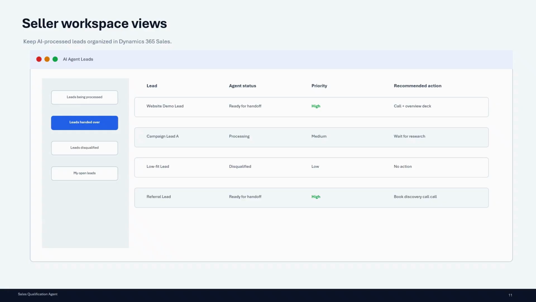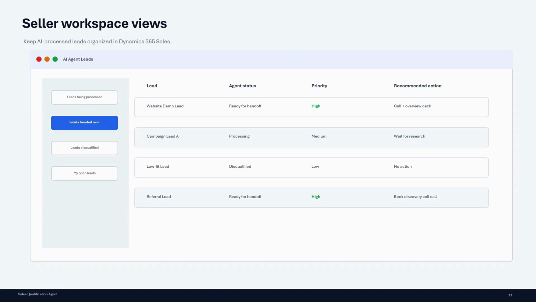For example, a website demo lead may be ready for handoff with high priority, while another campaign lead may still be processing. And a low fit lead can be disqualified so the seller does not waste time on it. And we have different views to categorize these different leads.